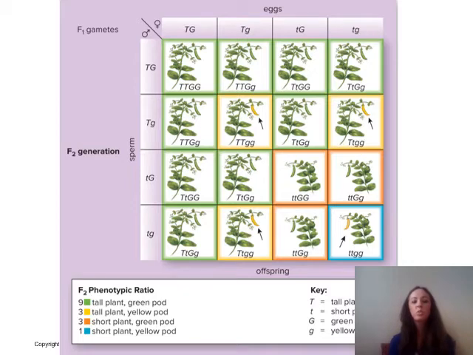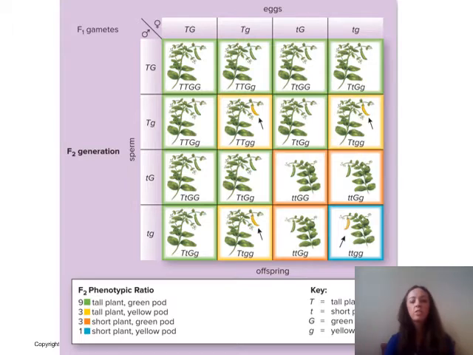Using a 2-trait Punnett square, it shows the likelihood of the offspring inheriting each phenotype. Because each plant was heterozygous for each trait, they were able to produce 4 types of gametes. As with the 1-trait Punnett square, the mother's gametes go on one side and the father's gametes go on the other. 9 of the offspring had both dominant traits.